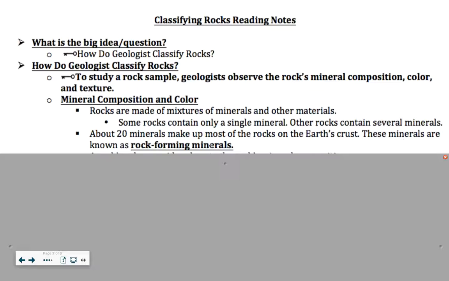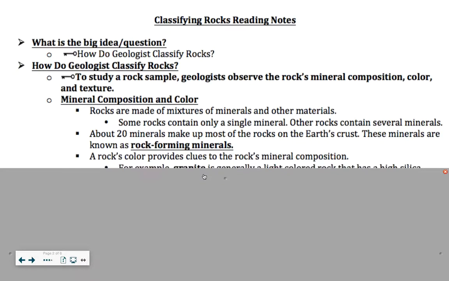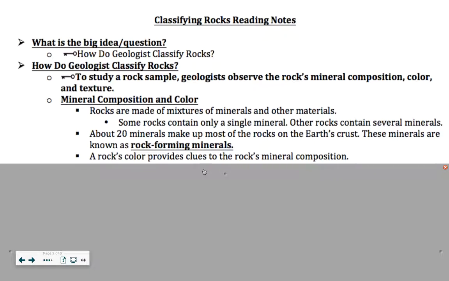And anytime you see this, it means this is a vocabulary term. So you need to know the definition of rock-forming minerals. And the definition is right here. The 20 minerals that make up most of the rocks on the Earth's crust are known as rock-forming minerals. A rock's color provides clues to the rock's mineral composition.